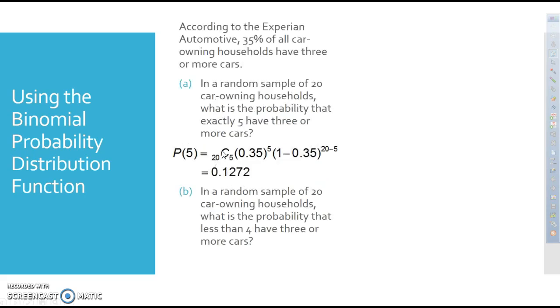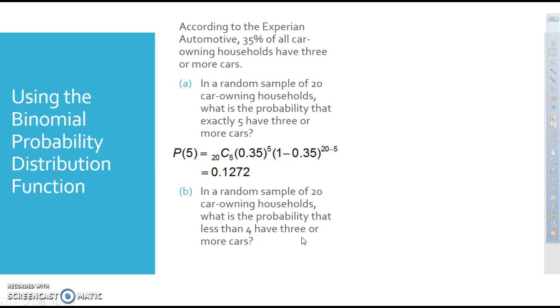20 trials, combination 5 successes. The probability of a success we said was 35% raised to the 5th power, times not 35%, so 1 minus that, to the 15th power, because that would be 15 failures. And this is our probability that we get. With that same idea in mind, seeing how we use those numbers in this formula, try part B.